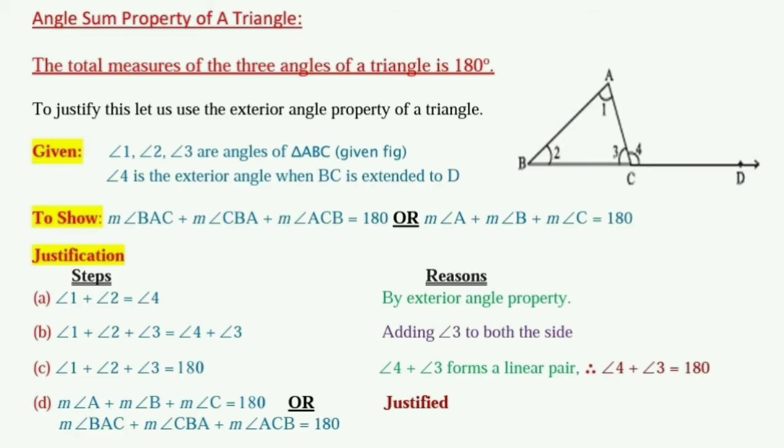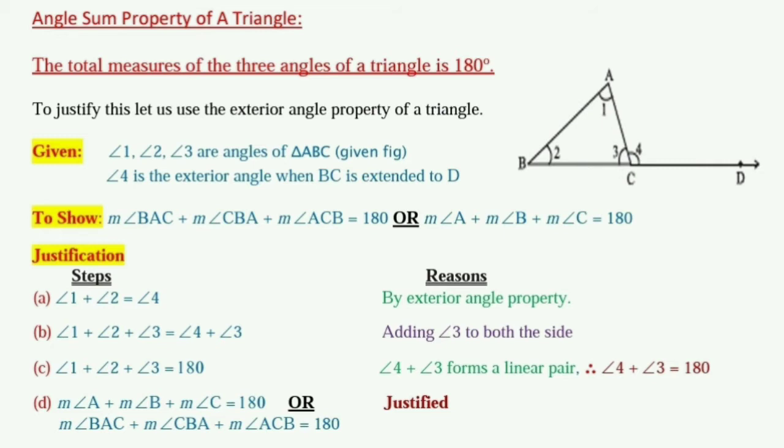Name of important topic is angle sum property of a triangle. The total measure of the three angles of a triangle is 180 degree. Students, this property is also very much important. Please see this properly. Now, to justify this, let us use the exterior angle property of a triangle.